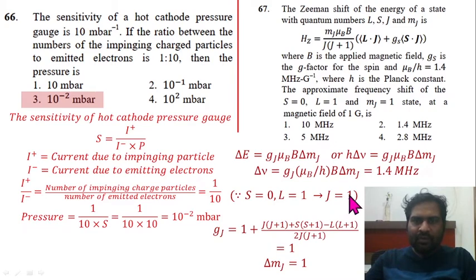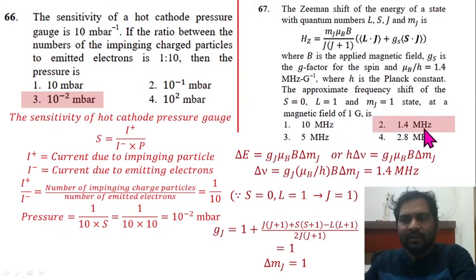So your J is equal to 1 since S is equal to 0. So by putting it you will get g value, Lande g factor 1, delta Mj will be your 1, and this value is given 1.4. So just putting it in you will get the answer. So 1.4 megahertz is the answer.